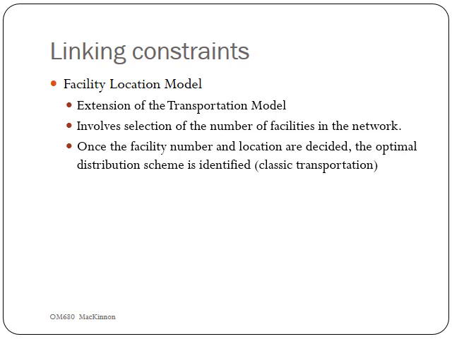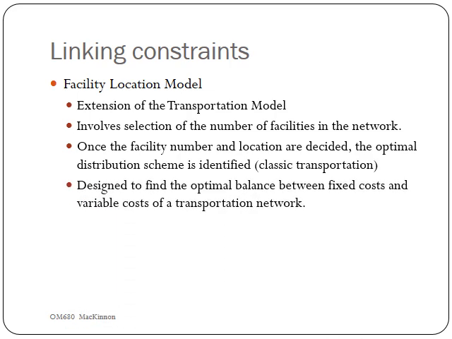Okay, so you remember the transportation model? You had sources, you had destinations, you had transportation costs between the sources and the destinations. All right, the facility location model just adds one more step, and that is you do not have to use all of your source facilities. You can choose to use a smaller subset of them, and we do that with logical constraints. Okay? And so this is designed to find the right balance between fixed costs and variable costs of any type of transportation network.